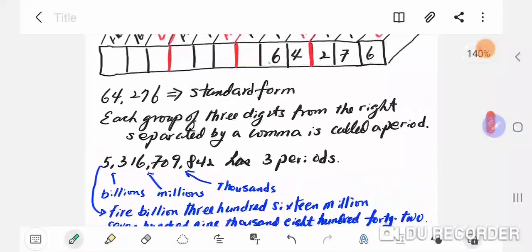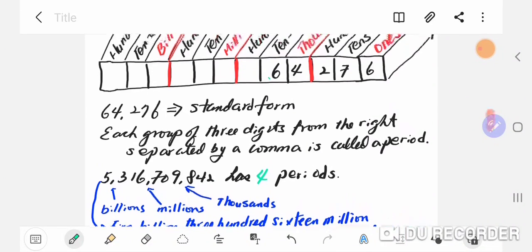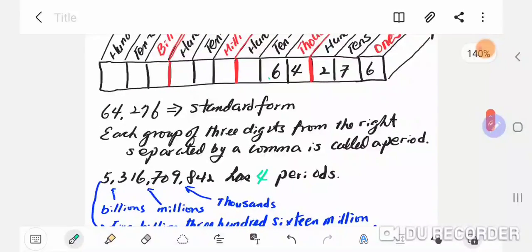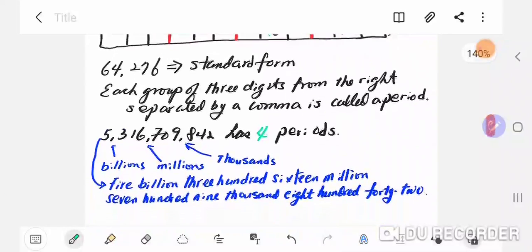53167098842. In this case, there are 1, 2, 3, actually, there are 4 periods, right? So this is not right. This should be 4 periods because we have 4 groups. From the right, 1, 2, 3, 4 groups, right? And the third comma from the right is billions. The second comma from the right is millions, and the first comma from the right is thousands. So this is how we can read it.